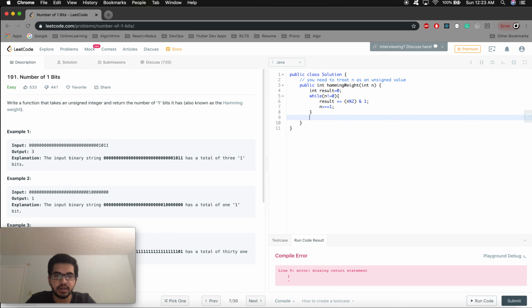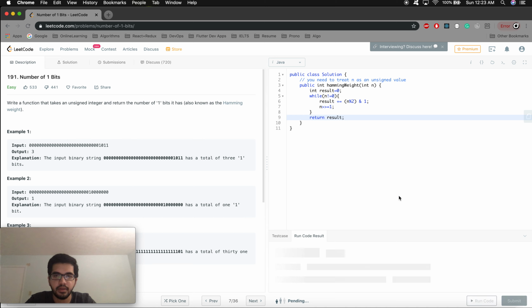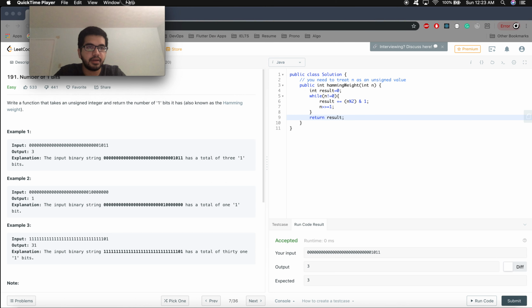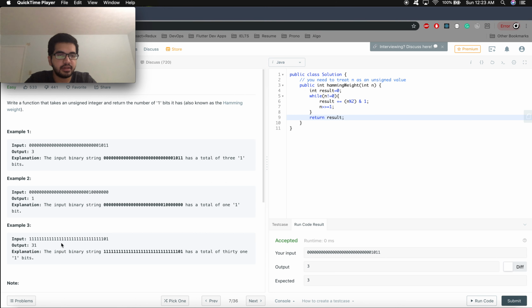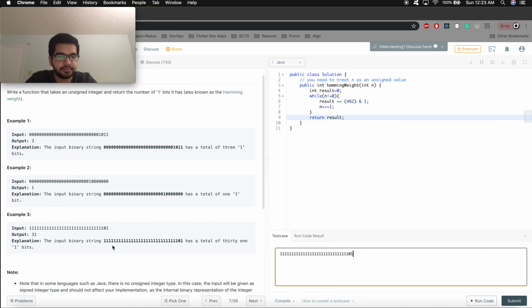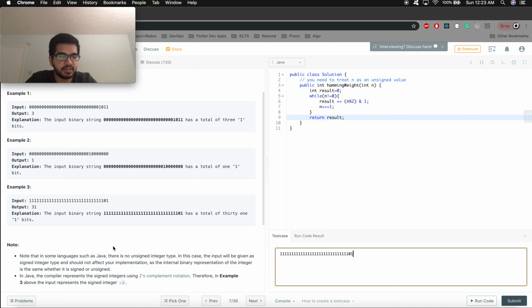Okay, I forgot to return. Okay, so this did work, but there is a special case, which is negative numbers. Let's take an example of a negative number. So this is a negative number, which is a signed number. This is a representation of -3. So let's see if this algorithm works for this one.